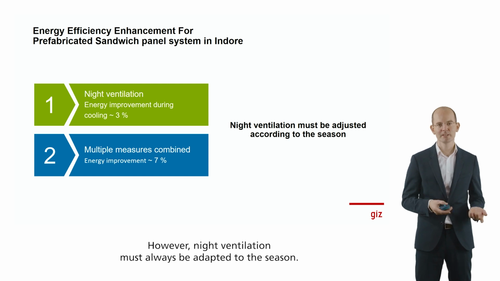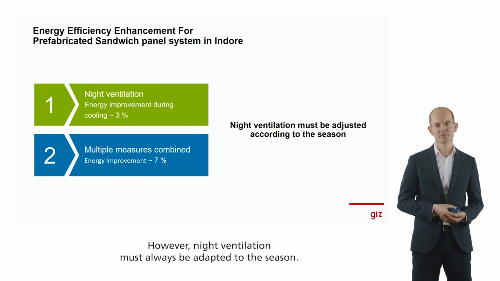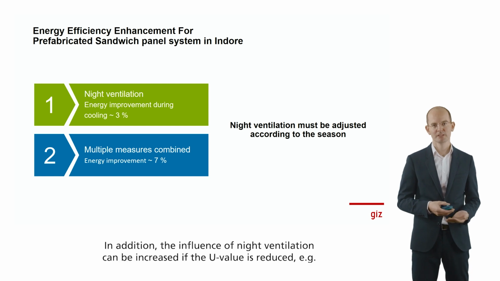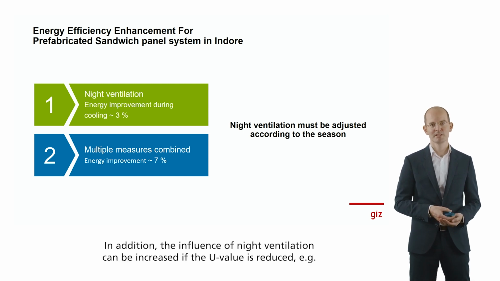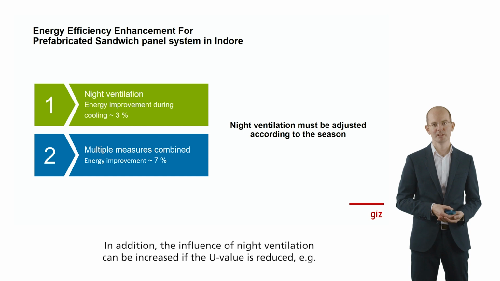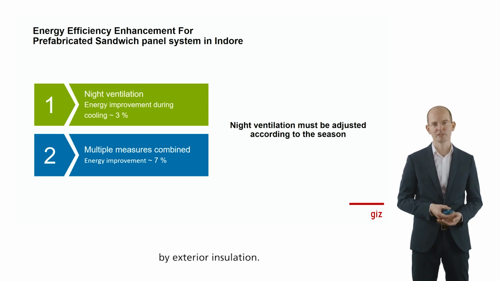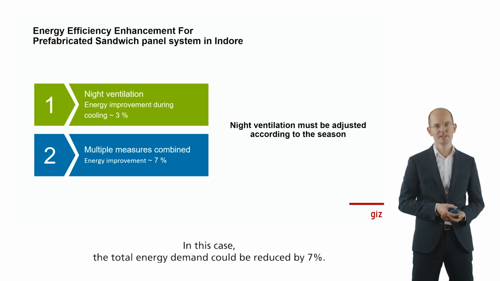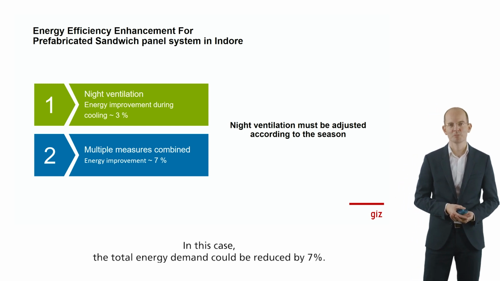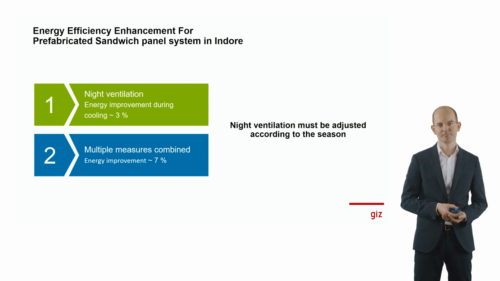However, night ventilation must always be adapted to the season. In addition, the influence of night ventilation can be increased if the U value is reduced, e.g. by exterior insulation. In this case, the total energy demand could be reduced by 7%.